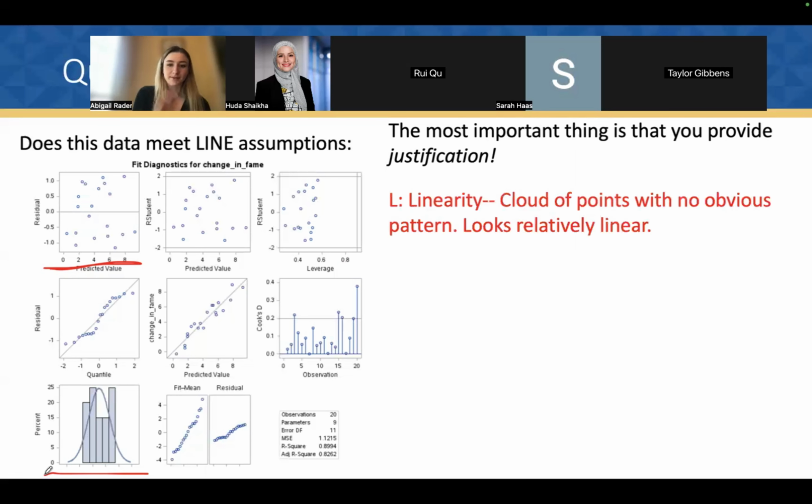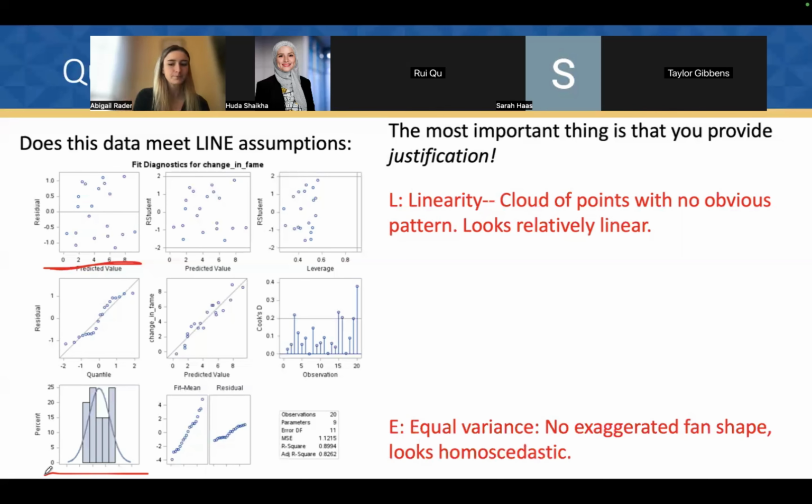In this case, let's start with the linearity assumption. Cloud of points, no clear pattern, probably met. The same plot is used for our homoscedasticity assumption, which is the equal variance assumption. In this case, we would see an exaggerated fan shape. For this question, when you talk about the assumptions, I'm looking for you to explicitly say exaggerated fan shape or something similar. So just make sure to write that. It'll spread out like this: you'd have clustered points all close together at the beginning, and then they'd spread out towards the end.